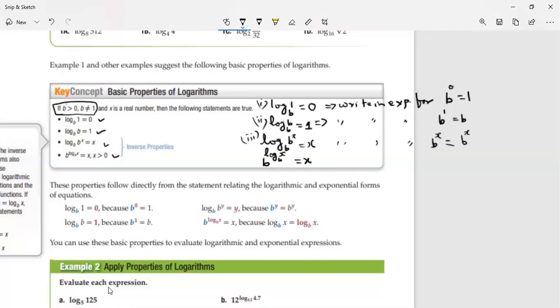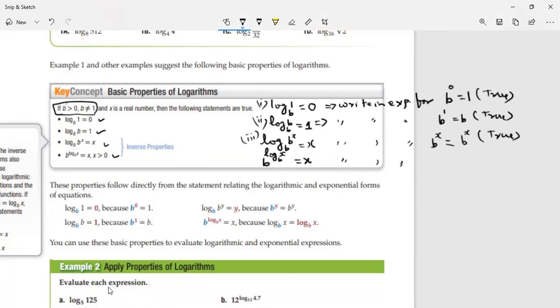So b to the power x is equal to b to the power x. That is true. So these are all true results we are getting. That means these are correct formulas, you can say. So you have to remember this because for the next exercise we will use this one.